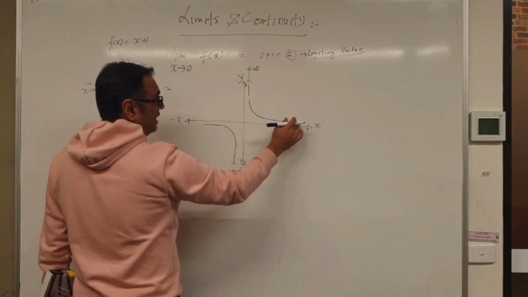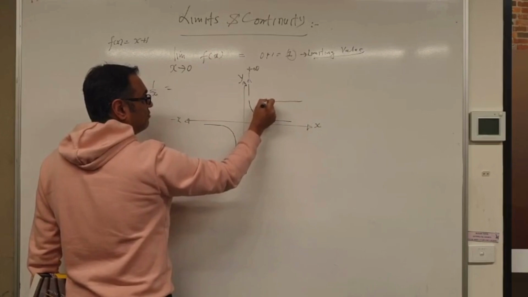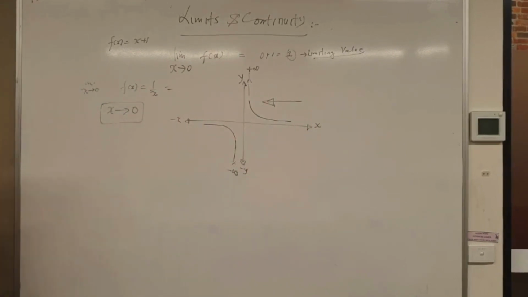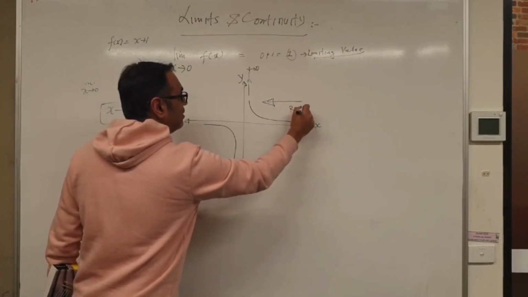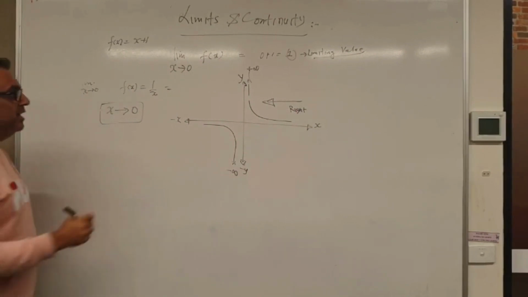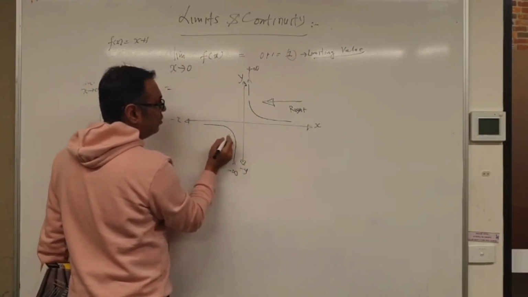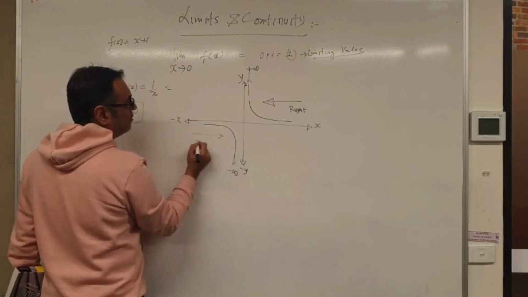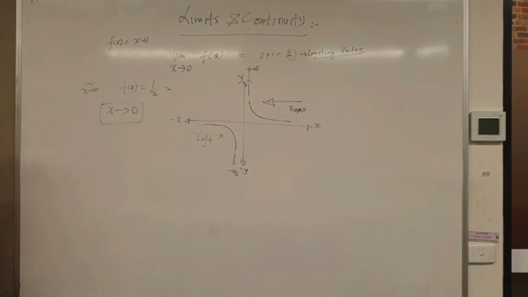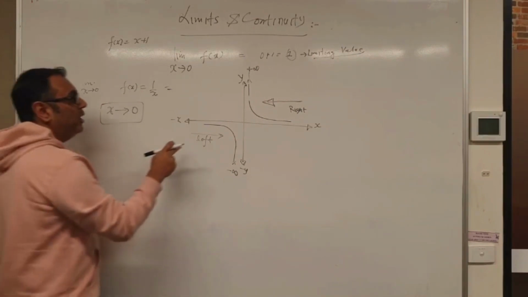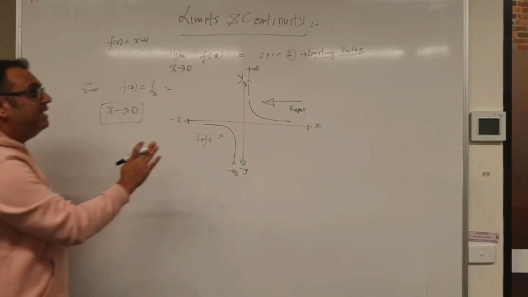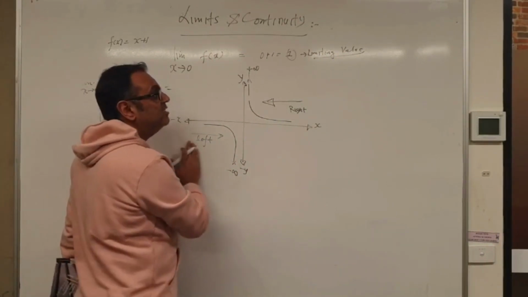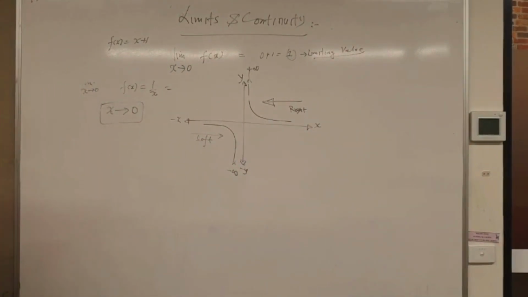So when x is approaching 0, I am approaching 0 from this end, which is my right-hand side, correct? And this is approaching 0 from the left. So therefore, you have two different limits here. One is called the left limit, and the other one is called the right limit. So how do you write it? How do you express it?